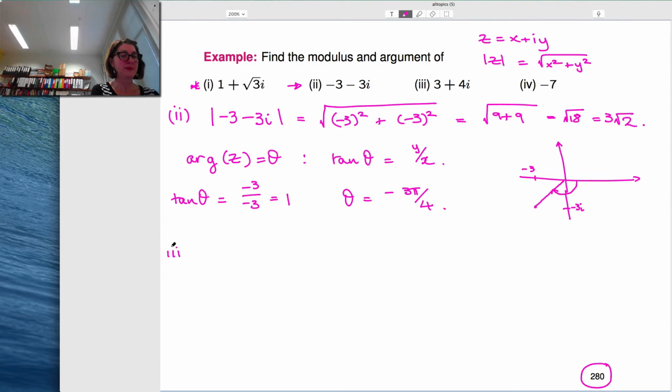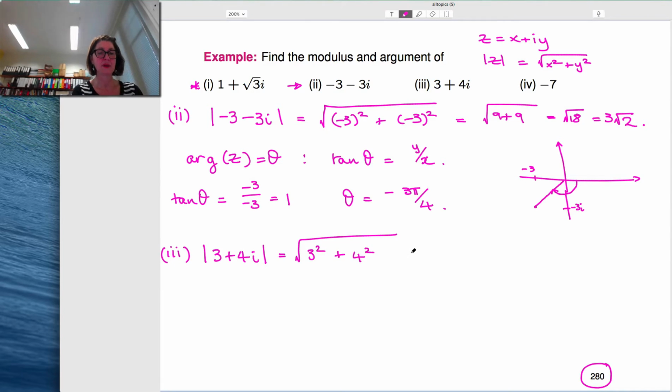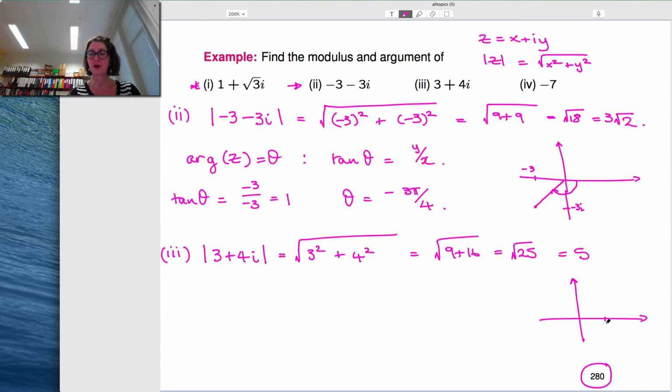Part 3, it's all just the same. So the modulus of 3 plus 4i is equal to the square root of 3 squared plus 4 squared. So this is equal to the square root of 9 plus 16. So that's just 5. Again, draw yourself a picture. So the complex number is 3 plus 4i. So it's up here in quadrant 1. So we're looking for that angle there.